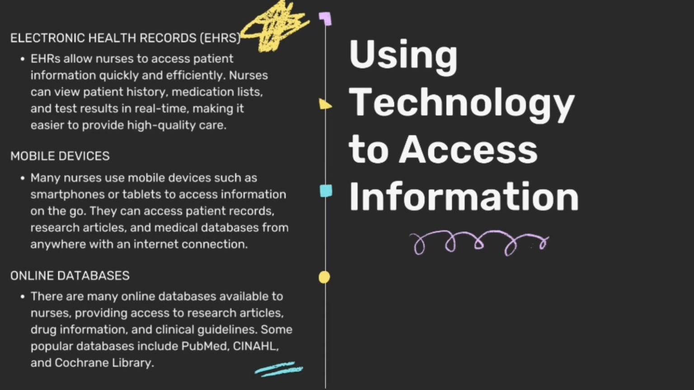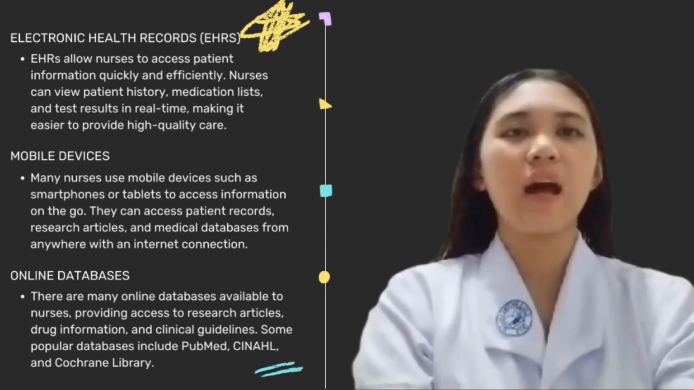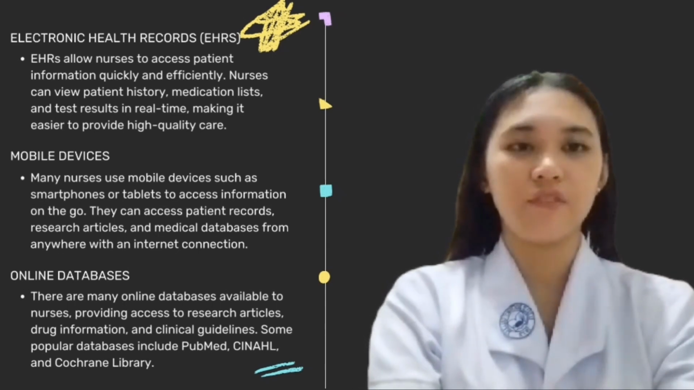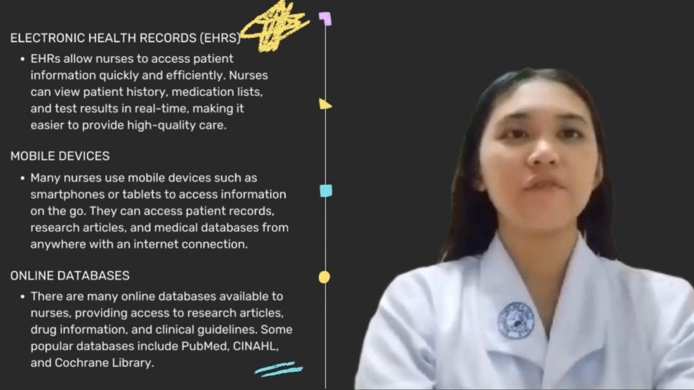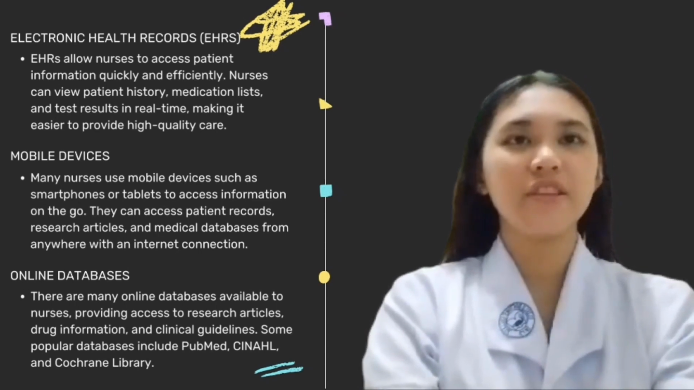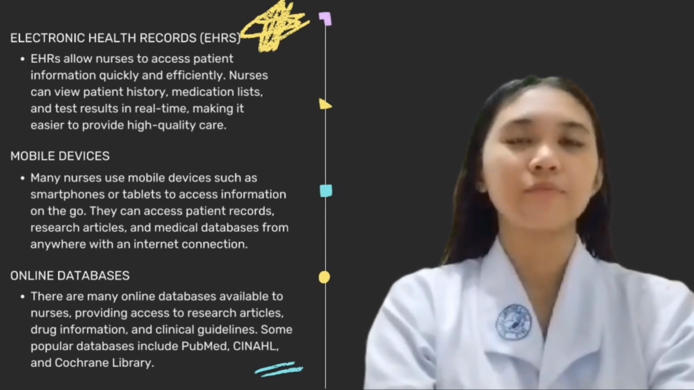Technology has transformed the way nurses access and use information in their practice. Here are some ways technology is used to access information in nursing. First, electronic health records. Electronic health records allow nurses to access patient information quickly and efficiently. Nurses can view patient history, medication lists, and test results in real time, making it easier to provide high-quality care.